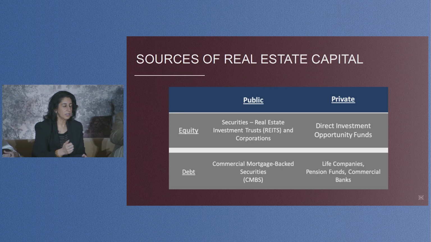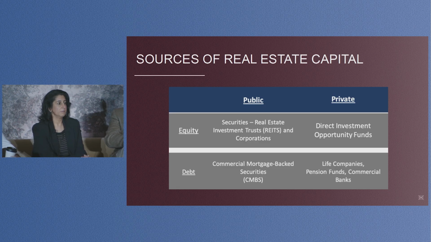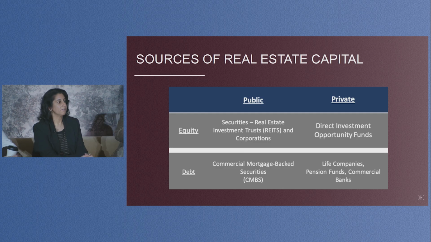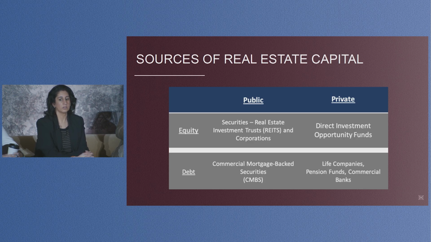Just on the debt side, you'll see a lot of folks looking to CMBS. CMBS is essentially non-recourse debt. It takes a lien on your asset. So in the event of some sort of default, it's your asset that's gone and there's no personal recourse.